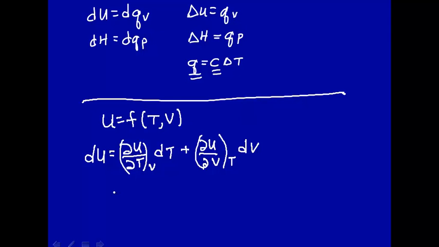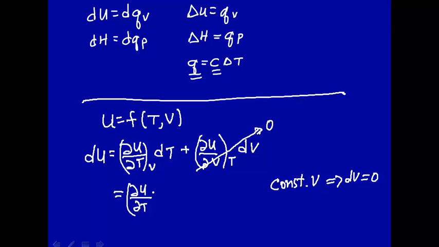All right, now we're going to make the assumption that we have constant volume. So constant volume implies that dV is equal to 0. So at constant volume, this term will go to 0. So now we just have dU is equal to how U changes with temperature at constant volume times dT. And remember that at a constant volume, this is also equal to QV.